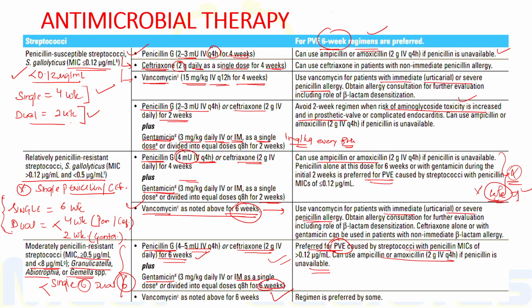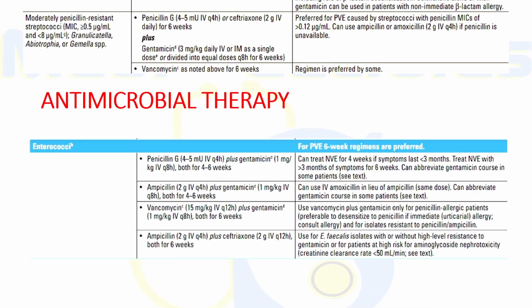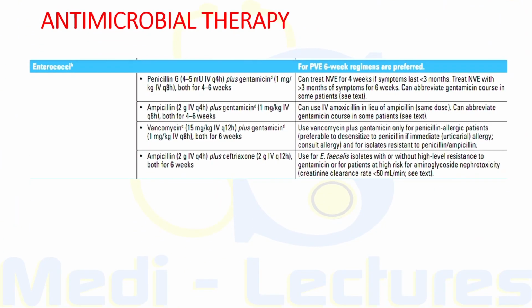So after we have discussed treatment of streptococcus, let's move on to the treatment of enterococcus. In this case, no single drug is used, only dual therapy is used, and duration is 4 to 6 weeks. If penicillin G is used, it is used in the dose 4 to 5 million unit every 4 hourly, along with gentamicin 1 milligram per kg every 8 hourly, both for 4 to 6 weeks.